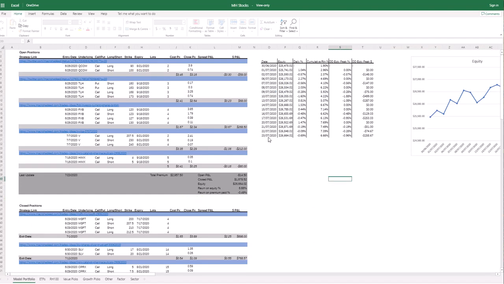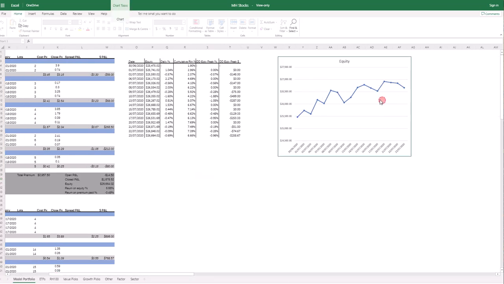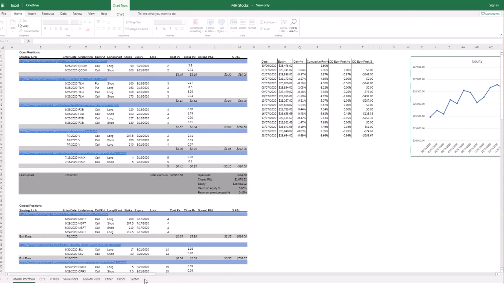Obviously, this is our portfolio as of now. It needs updating for our new position today. If we scroll across, you have everything here. We have the end of day equity, daily change, cumulative return as a percentage of the starting equity, drawdown from equity peak in percentage terms, and then drawdown from equity peak in dollars.